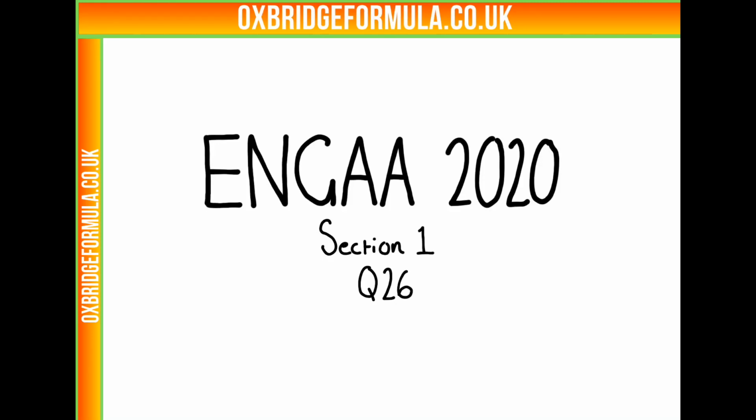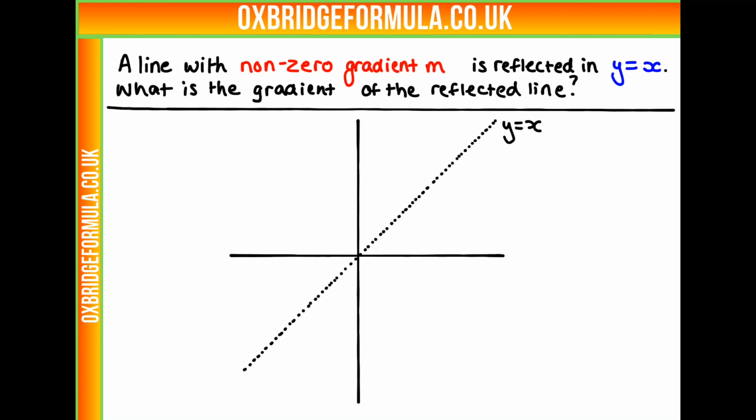In this video, we're looking at the ENGAA 2020 paper, section 1, question 26. We're told that a line with a non-zero gradient m is reflected in the line y equals x, which we can see here on our axes. And we're asked to find out what is the gradient of the reflected line.